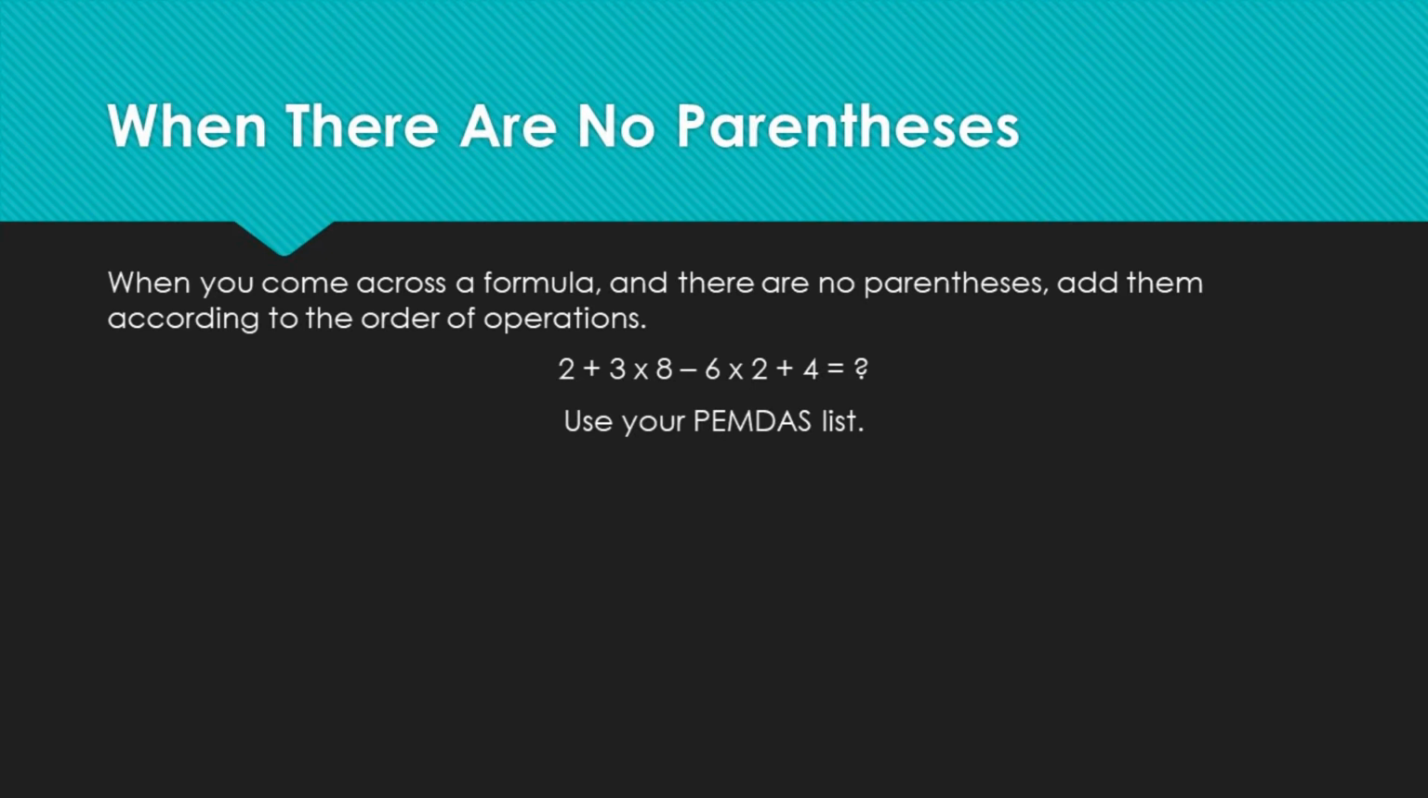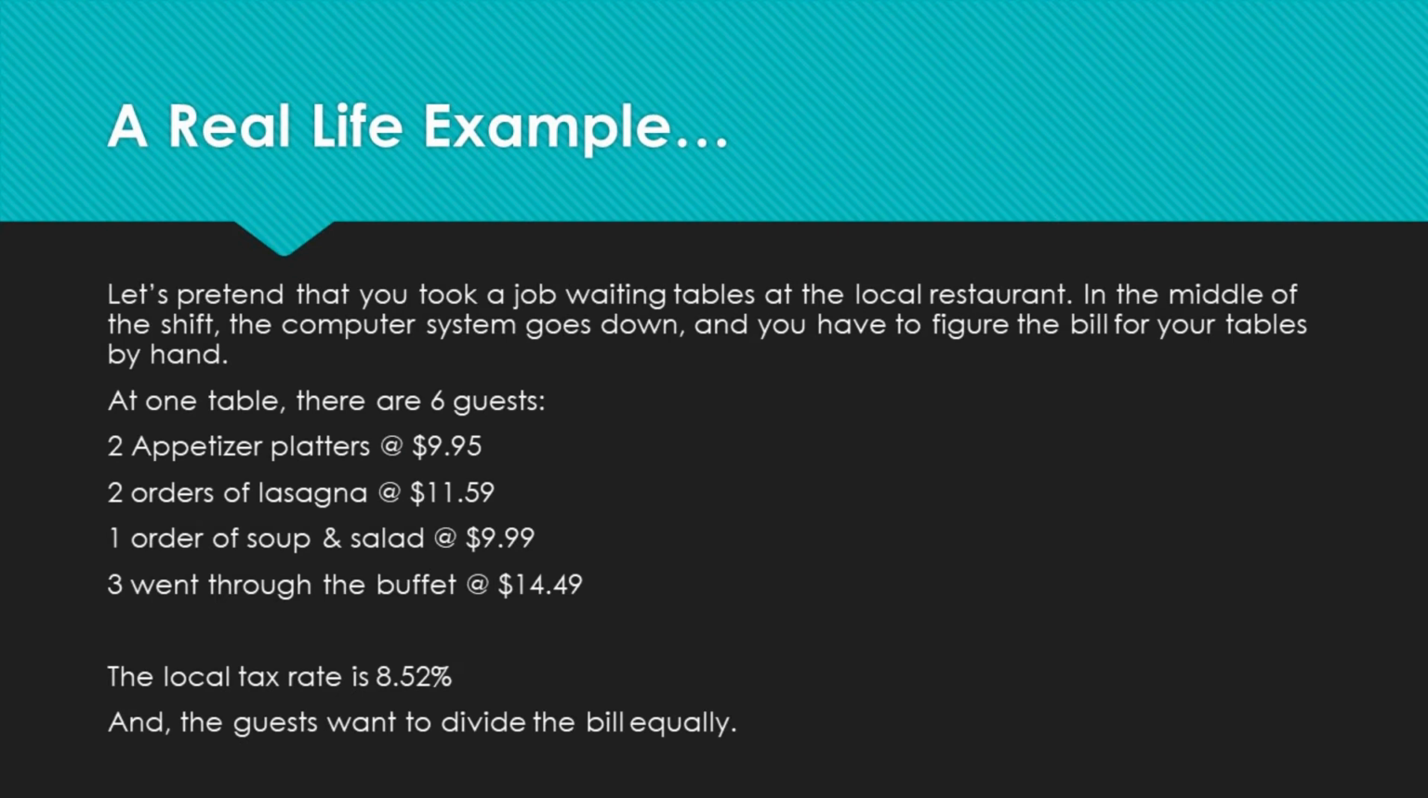I'll go ahead and insert my parentheses now. You can see I've added parentheses around the 3 times 8, and another set on 6 times 2. That makes the calculations pretty simple, and I can do this one in my head. I do what's in the parentheses first, and I come out with 2 plus 24 minus 12 plus 4 equals 18.